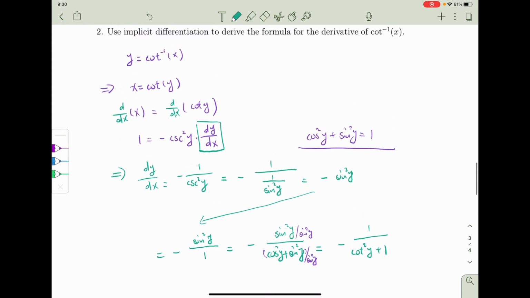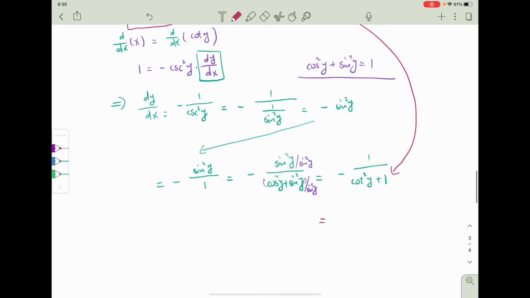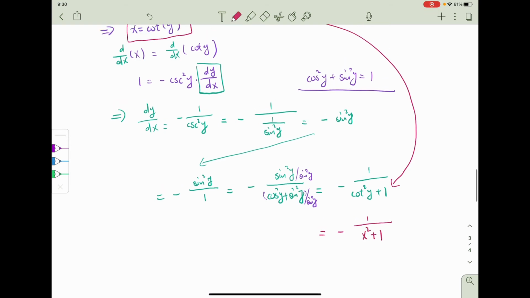Keep in mind, what is our cotangent? The cotangent is here. This is our cotangent. And now we substitute. This becomes negative 1 over x squared plus 1, which is our derivative.